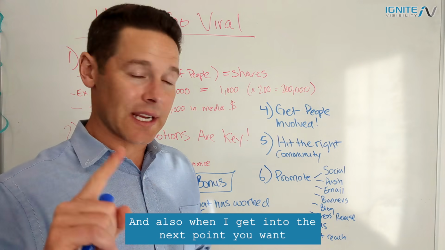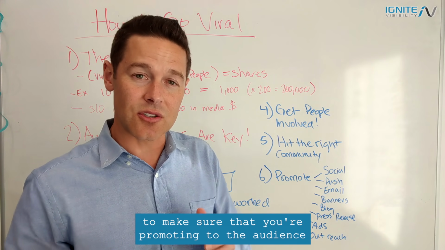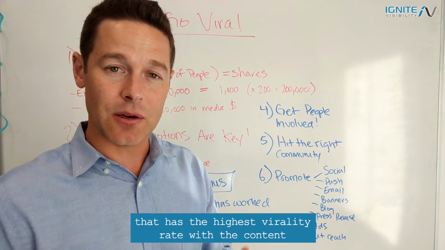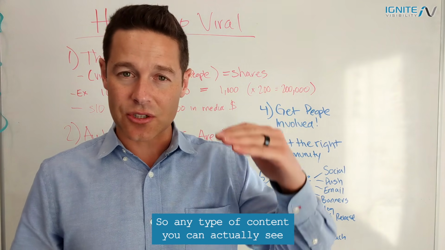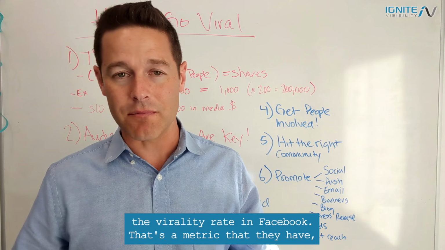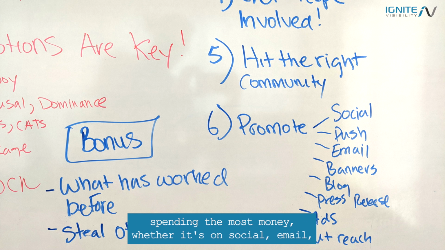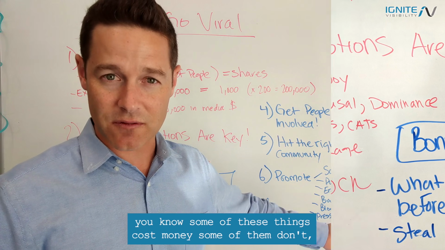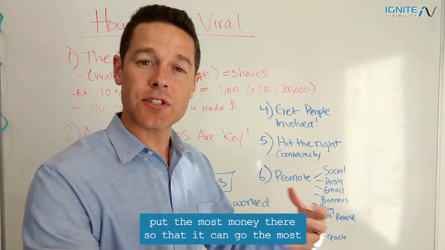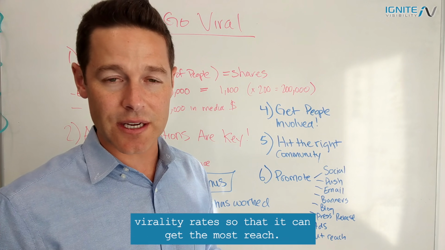And also, when I get into the next point, you want to make sure that you're promoting to the audience that has the highest virality rate with the content that has the most virality. So any type of content, you can actually see the virality rate in Facebook. That's a metric that they have that shows you how successful it is. What you want to do is make sure that you're spending the most money, whether it's on social, email, banners, blogs, press releases, ads. Some of these things cost money, some of them don't. But the ones that do, put the most money there so that it can go the most viral, and push the ones that have the highest virality rate so that it can get the most reach.